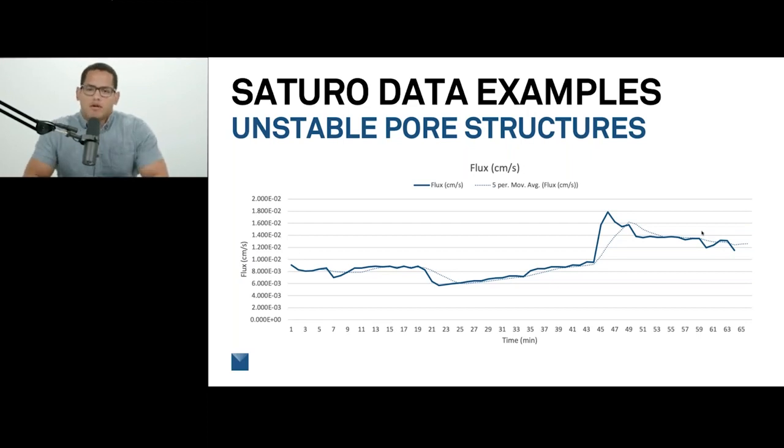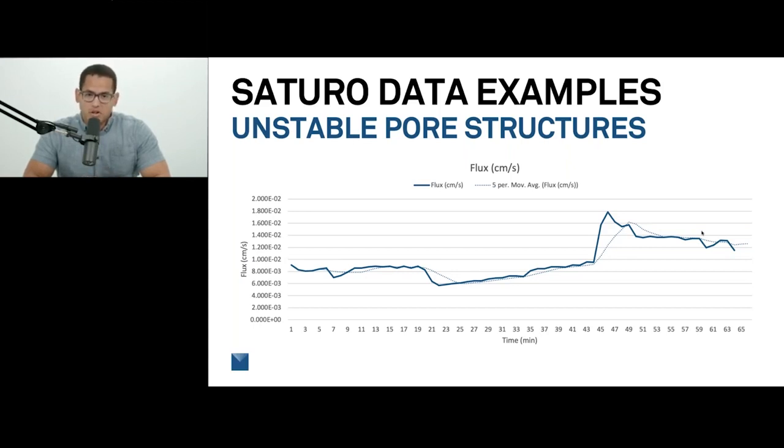Now, we see this happen on occasion, and this typically is indicative of unstable pore structures in the soil, whether it's maybe some pores that are clogged and starting to open up as we increase the pressure heads, which is something we do have to be a little careful with sometimes, especially in higher hydraulic conductivity soils. Or, yeah, these weaker soils start opening up. And so these are things that we have to be careful with. We see this happen on occasion.